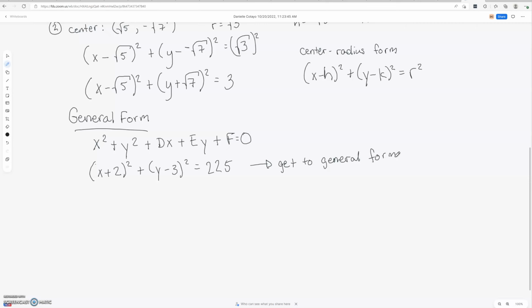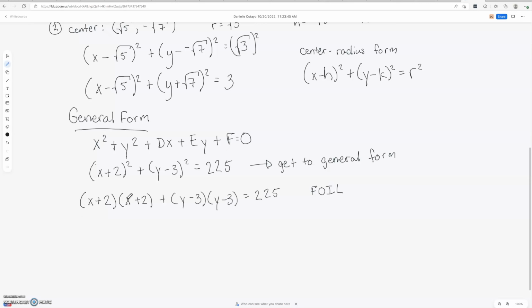Right. So I just want to multiply. So x plus 2 squared means that I'm doing x plus 2 times x plus 2. And then y minus 3 squared means I'm doing y minus 3 times y minus 3. And that equals 225. I'm going to leave that over there for a little while until I multiply all of this out. So now we have two binomials. x plus 2 times x plus 2 means I'm going to multiply out using FOIL. So I want to FOIL each of these binomials.